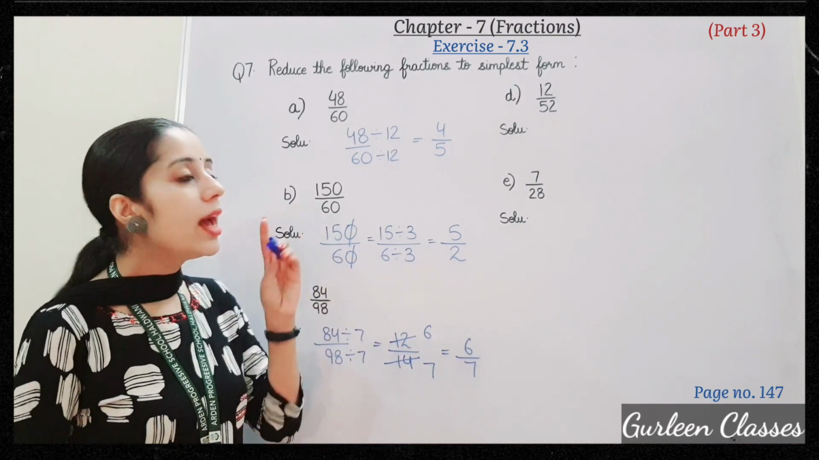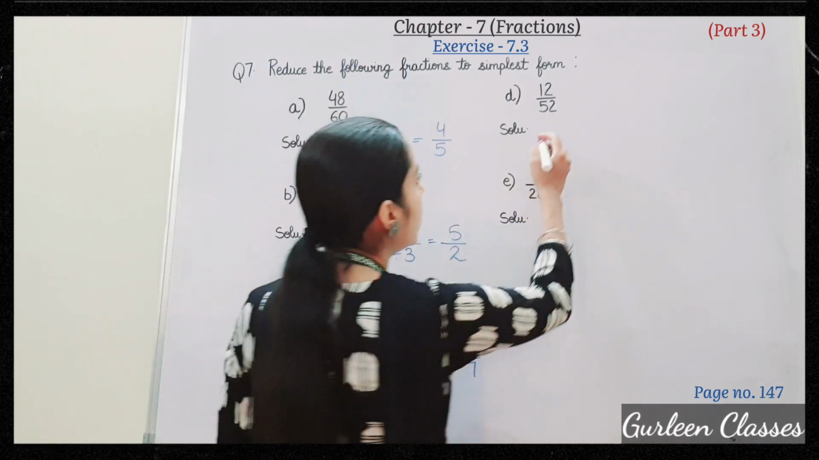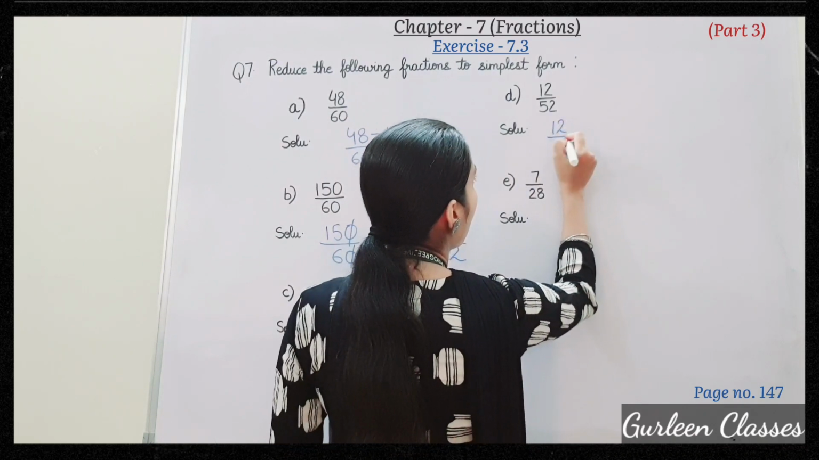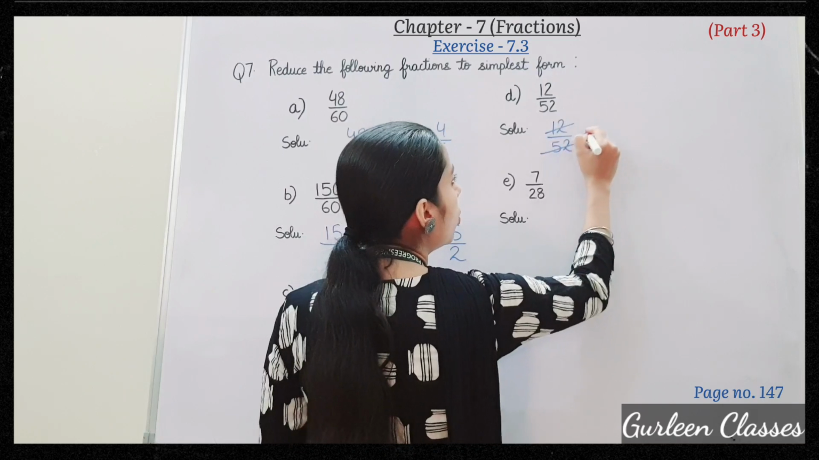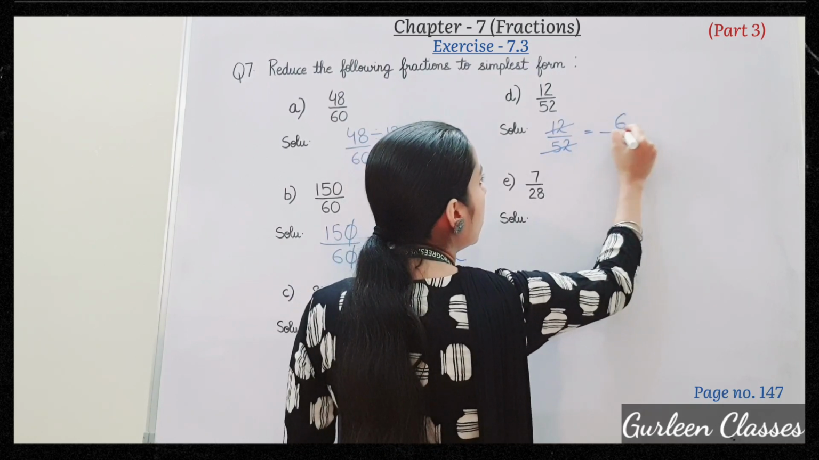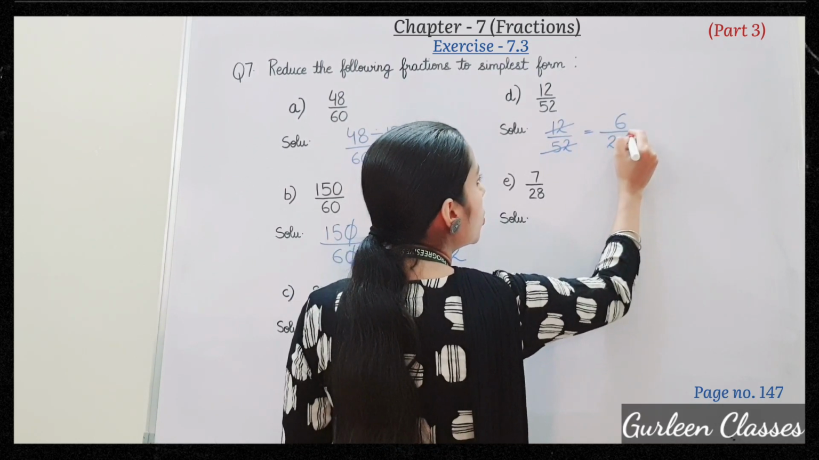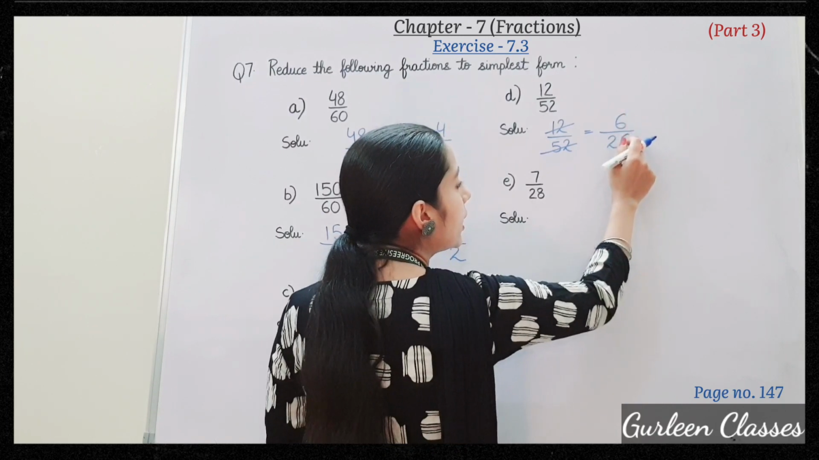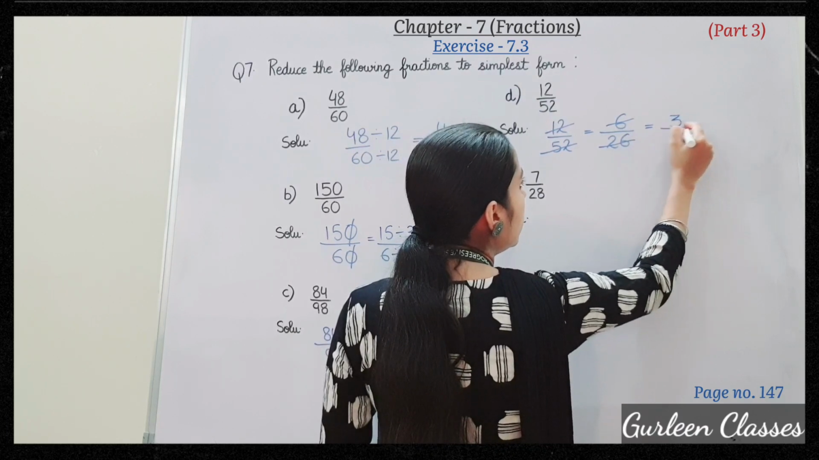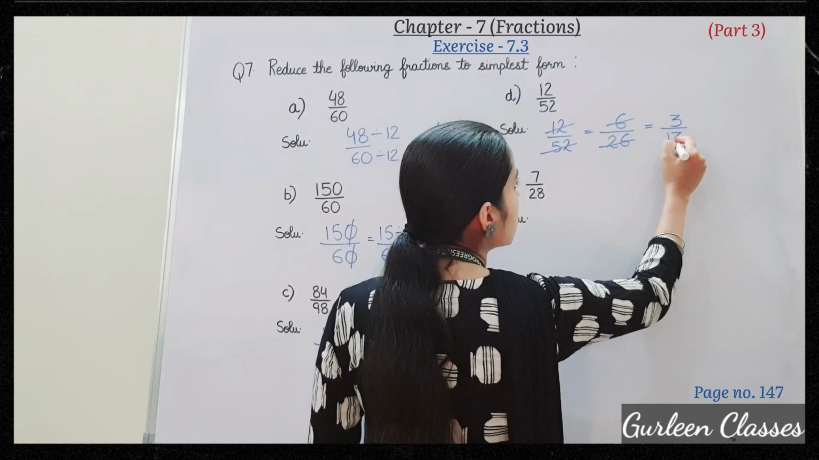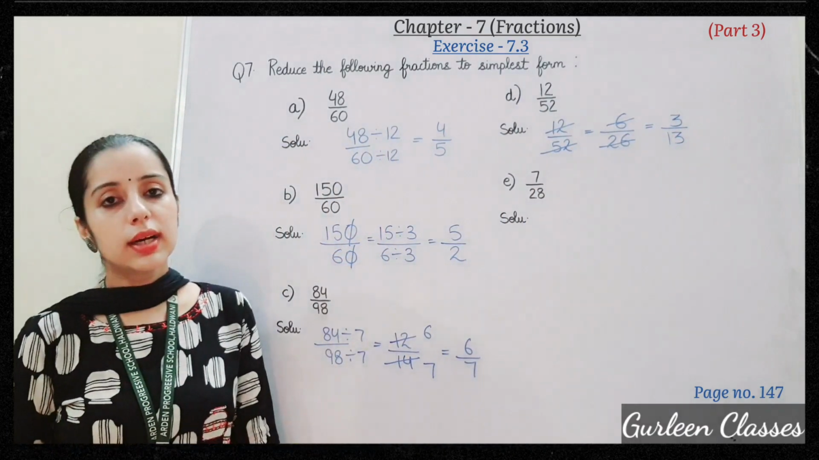D part, 12 upon 52. So write here fraction 12 upon 52. First I am dividing by 2. 2 6s are 12, 2 2s are 4... 2 6s are 12. So again it can be divided by 2. 2 3s are 6, 2 13s are 26. Fraction is 3 upon 13.